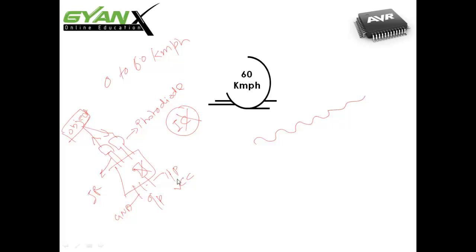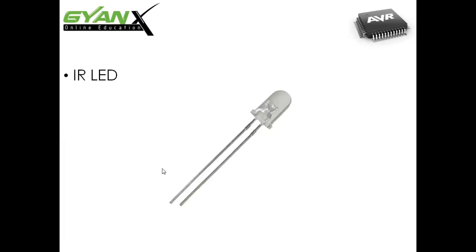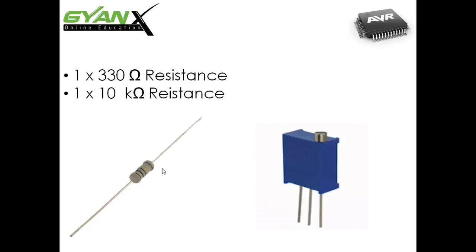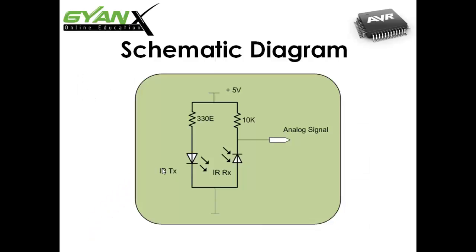Making an analog sensor is relatively easier than a digital one. All we need is an IR LED, a photodiode, and a series of resistors. To make one, just remove everything on the right starting from the IC, and you can make your own analog sensor. This is the schematic diagram of an analog sensor.